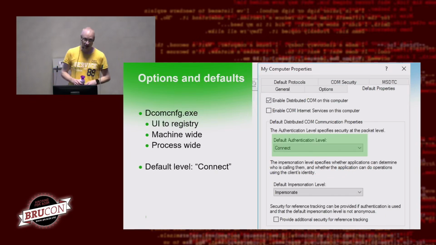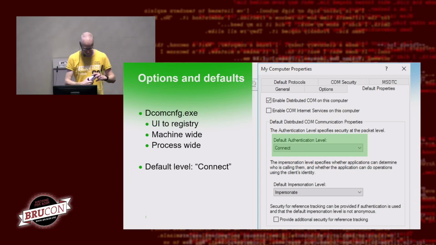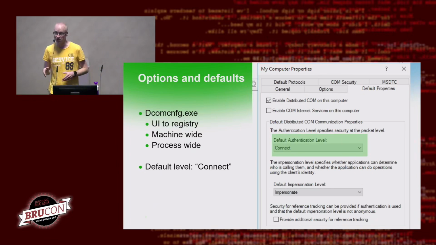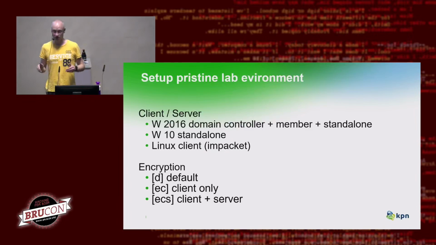And we can do that leveraging a tool which is available on Windows, called DCOM configuration. It presents a user interface to the registry. Both process-wide, service-wide settings can be applied, but also machine-wide settings can be configured. So then what I did was set up my own lab environment, my pristine lab environment, as we wanted to stay good friends with our operational colleagues.